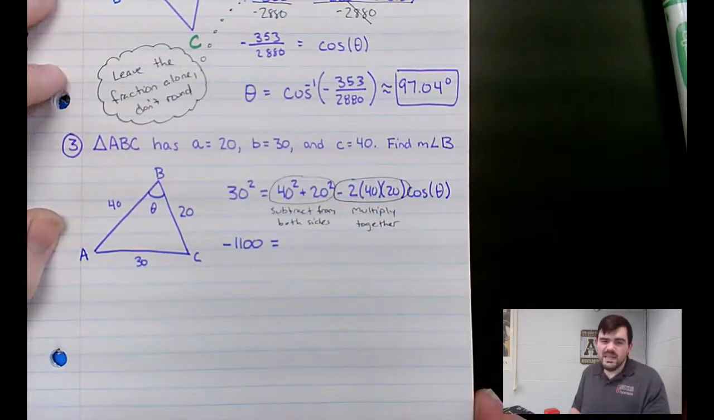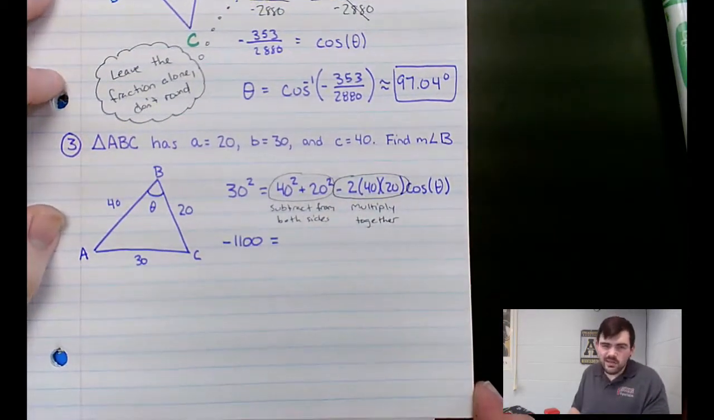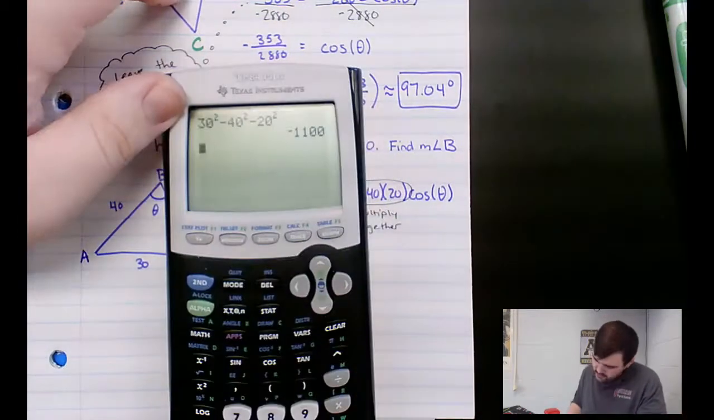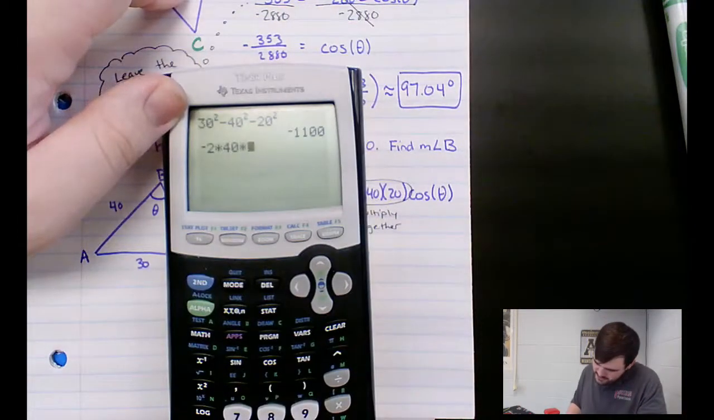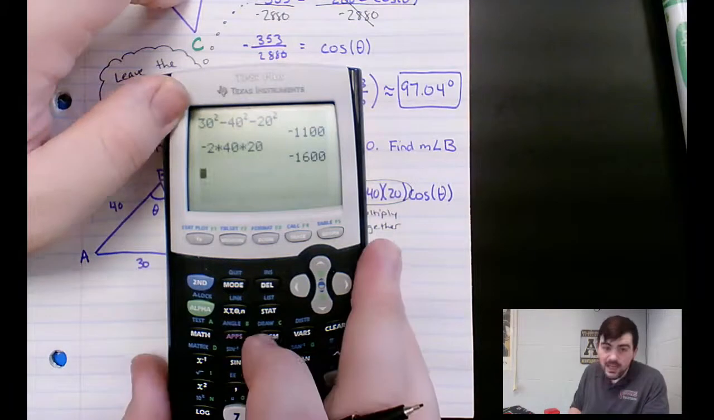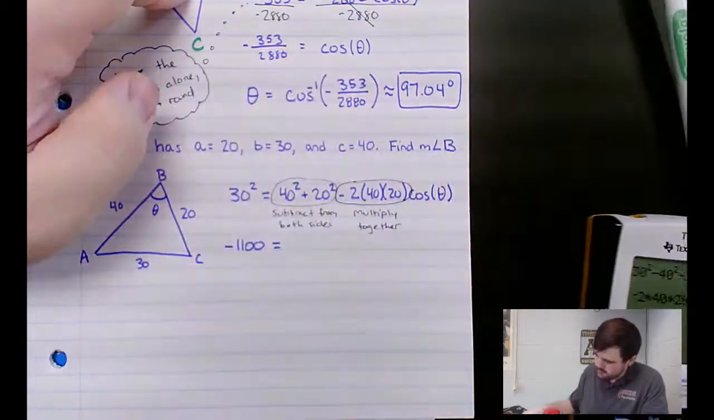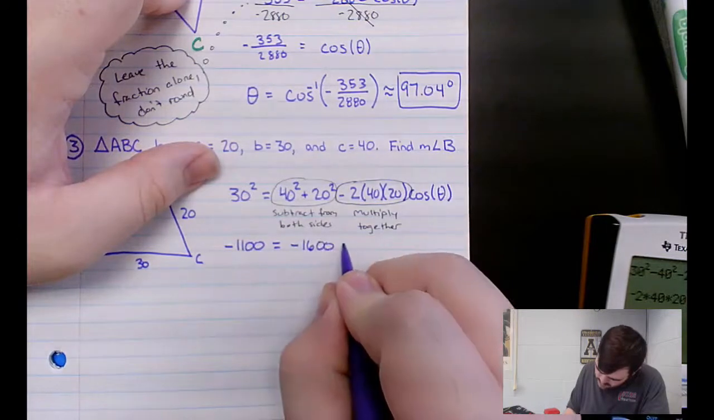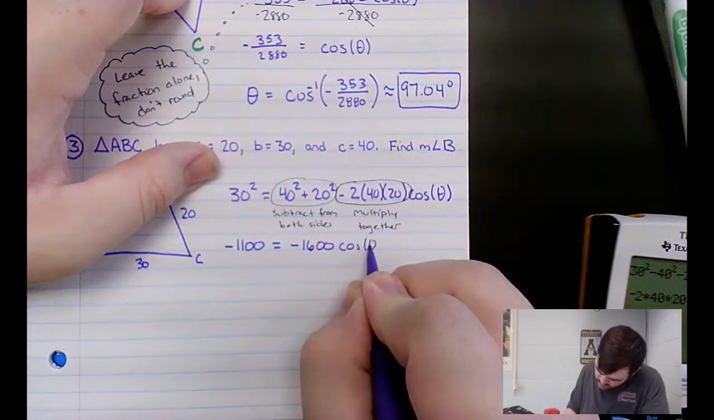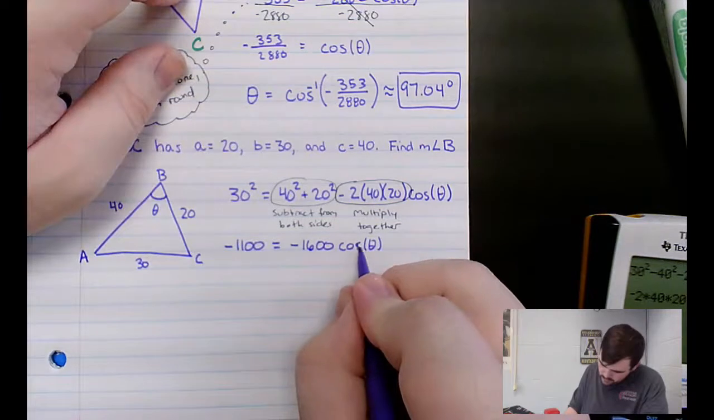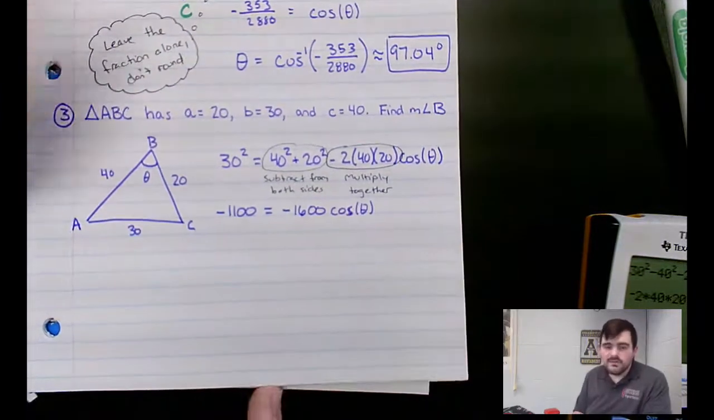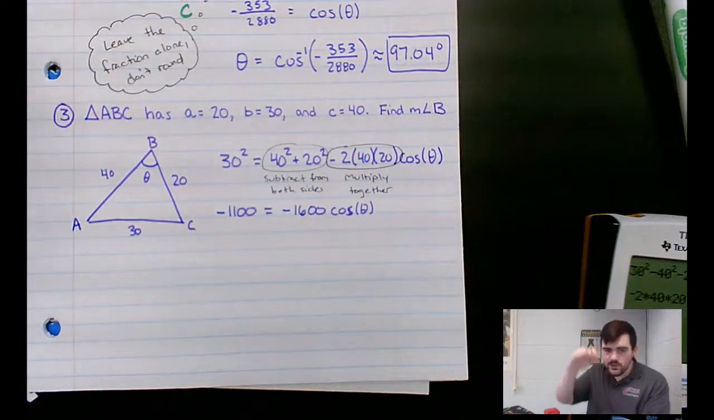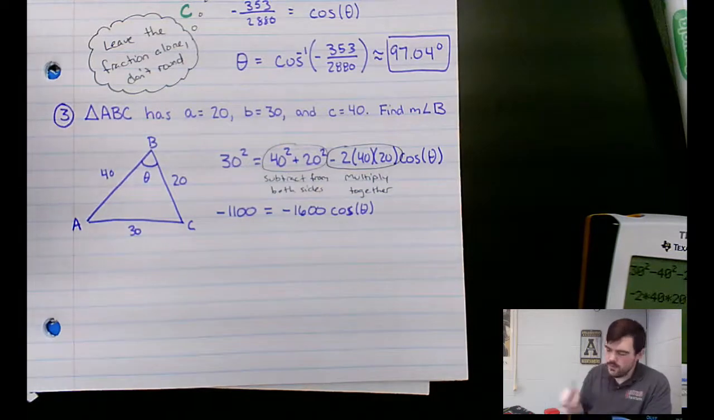Just because negative 2 times 40 times 20 is kind of ugly, you know? So, negative 2 times 40 times 20 gives me negative 1,600, times the cosine of theta. Just carry that cosine on down. Okay, so that was kind of 2 steps. It's only one step in my line, but I had to do two things.